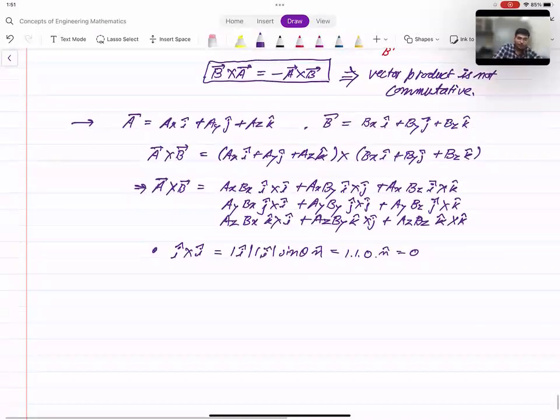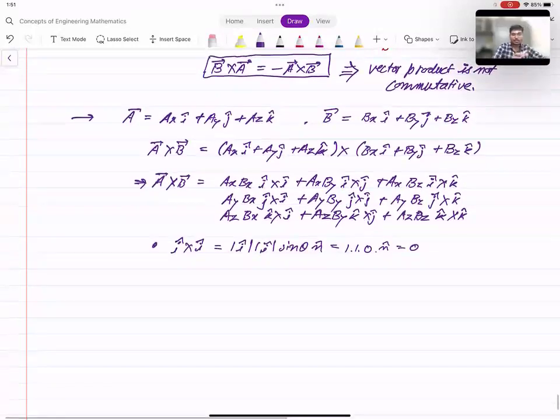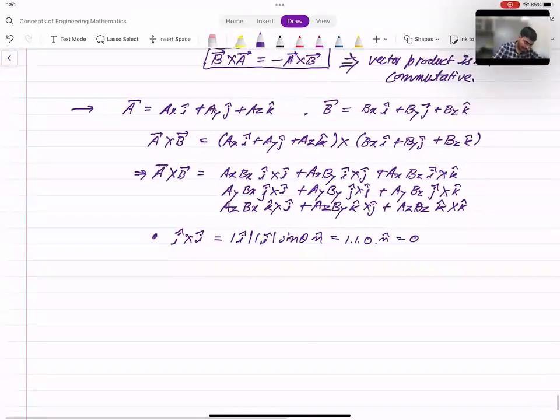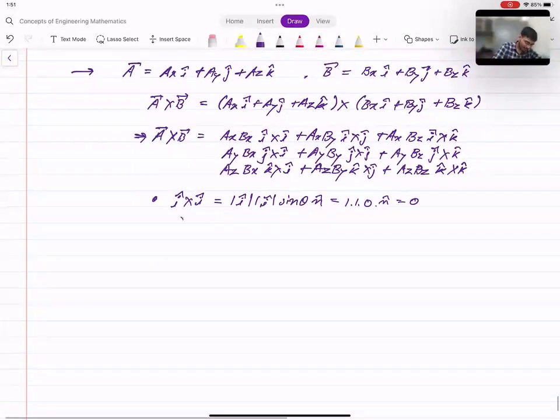In fact, the 0 vector is also a null vector, but we will not go into that detail. So i cross i is 0. Similarly, j cross j and k cross k will also be 0 because the angle between them is 0. So j cross j and k cross k are all equal to i cross i, which is equal to 0.